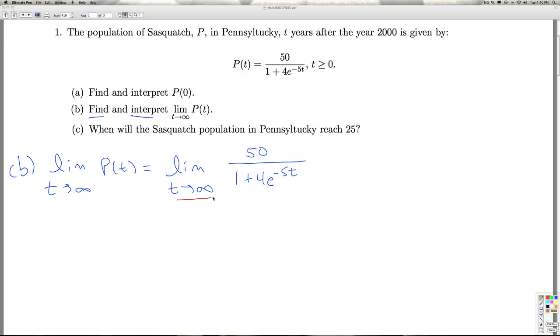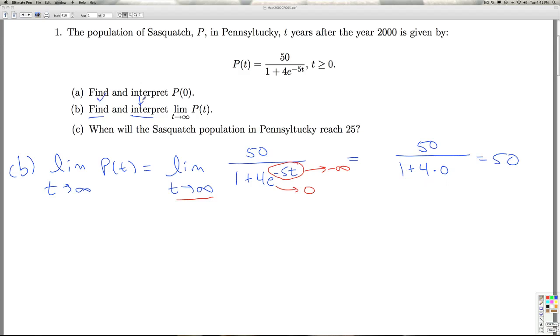Now as t races off to infinity, negative 5t is heading to negative infinity. And since the base of the exponential here, e, is 2.718-ish, e to the negative 5t is headed to 0. So using properties of limits, we get that this is equal to 50 divided by 1 plus 4 times 0, which works out to be 50. So that's the find part.